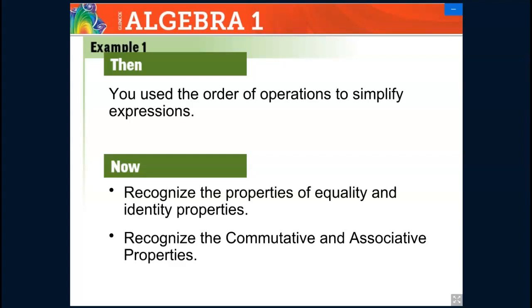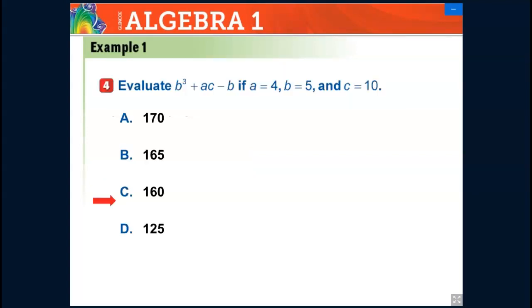I said, we are going to look at the commutative and associative properties today. We're also going to look at the properties of equality. So we started to go over example number 4.